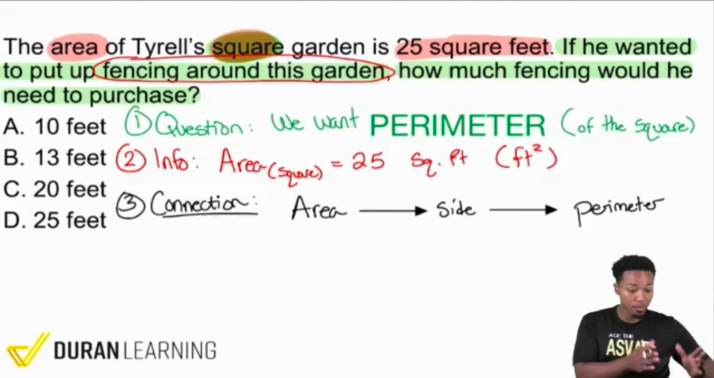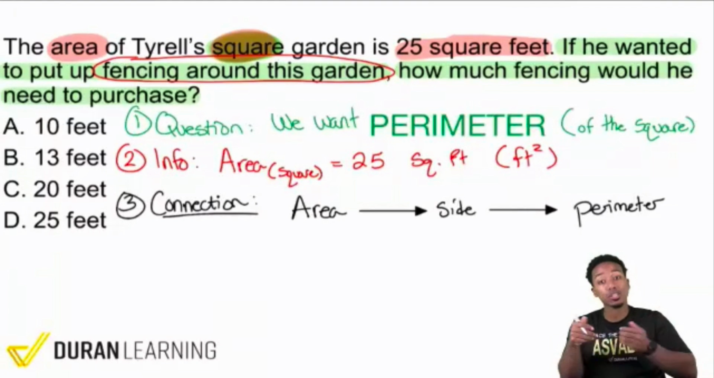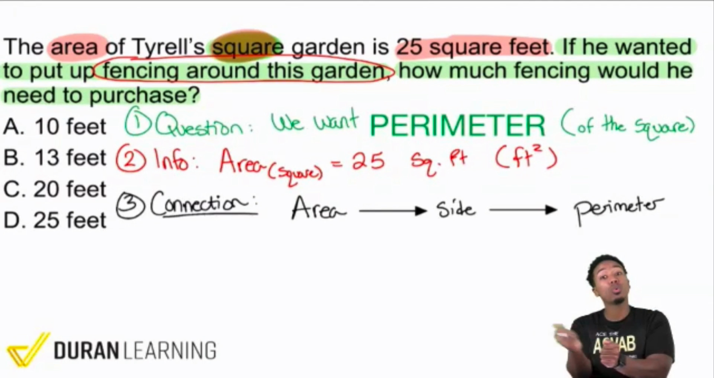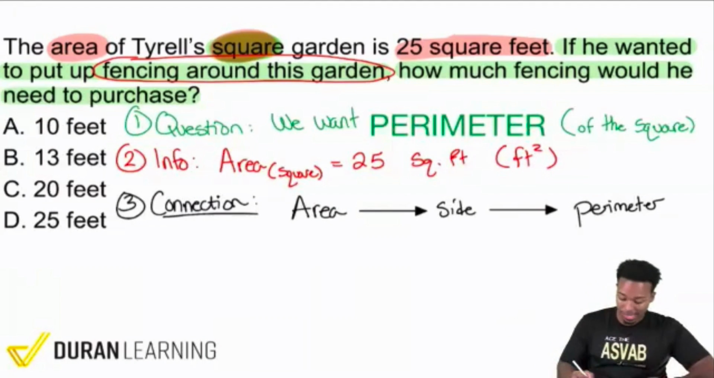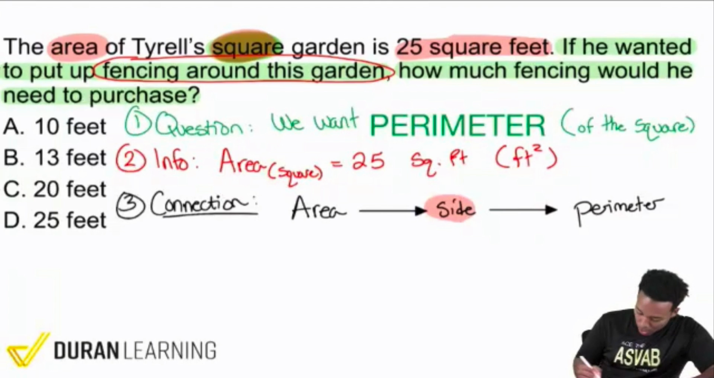If you have the perimeter and you're looking for the area, the side is the middleman. The side is what connects both of those ideas. So, Jose, the idea is to find what connects what you want with what you have. And in this case, it is the side. That is what connects it. And so with that said, here we go, everybody.